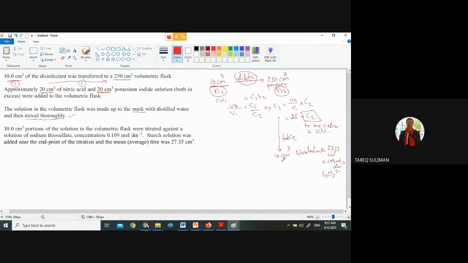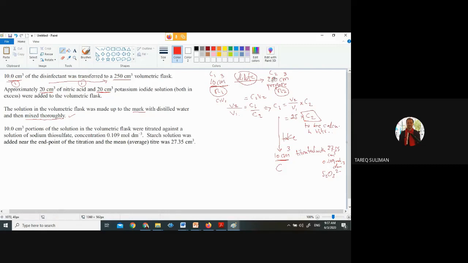This is 10 centimeter cube. I don't know its concentration. What do we call this concentration? C1 or C2? Is it before dilution or after dilution? This is what we look at. Before dilution, it is C1. After dilution, it becomes C2. Or before dilution, C initial, and after dilution, C final. We call it C1, C2.